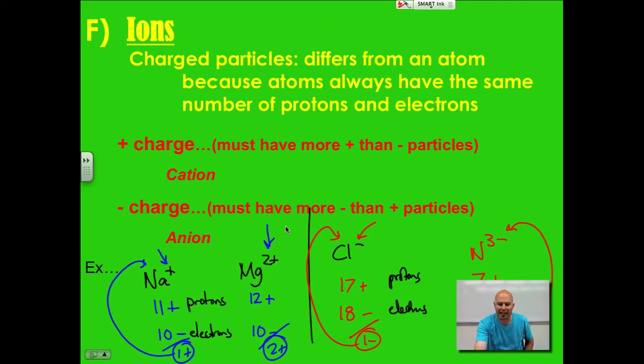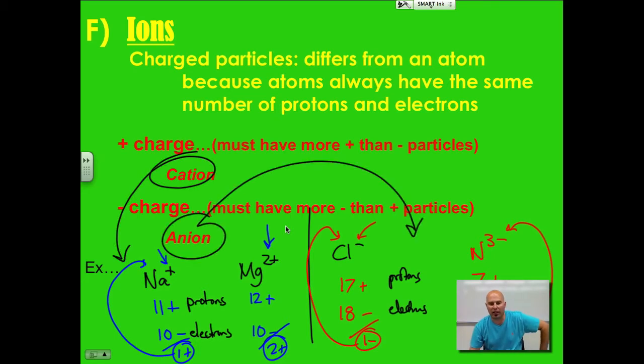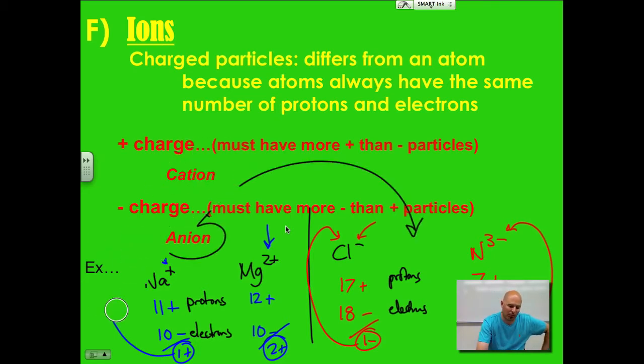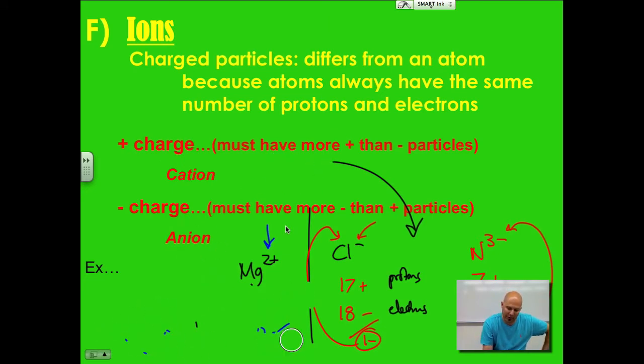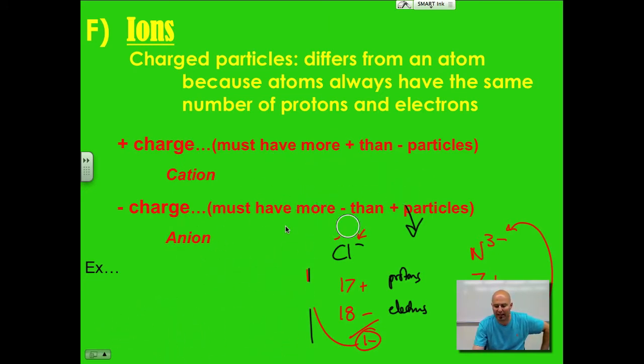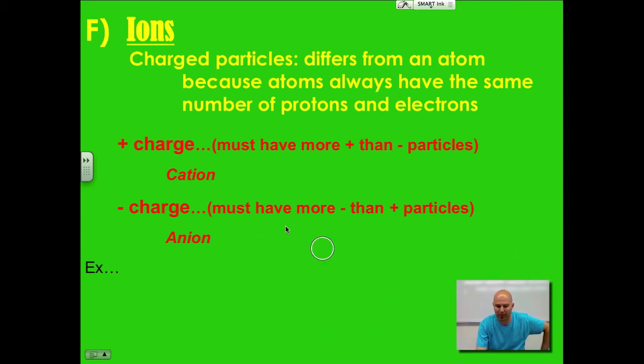So there's your cations. Again, I remind you, cations are our positive ones, anions are our negative ones. So that's an ion, and it's really important to recognize ions because then that starts to get into forming compounds, etc., etc. Okay, moving right along.